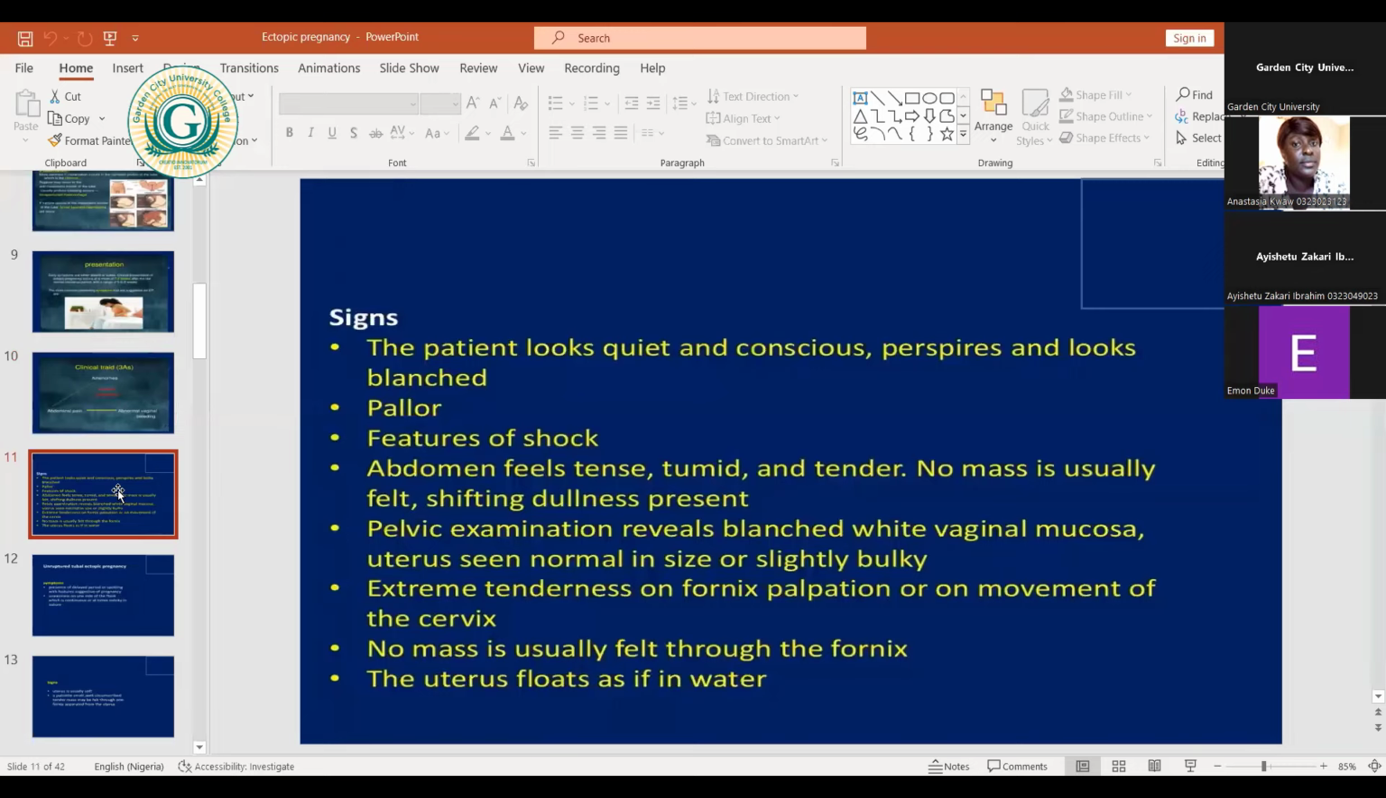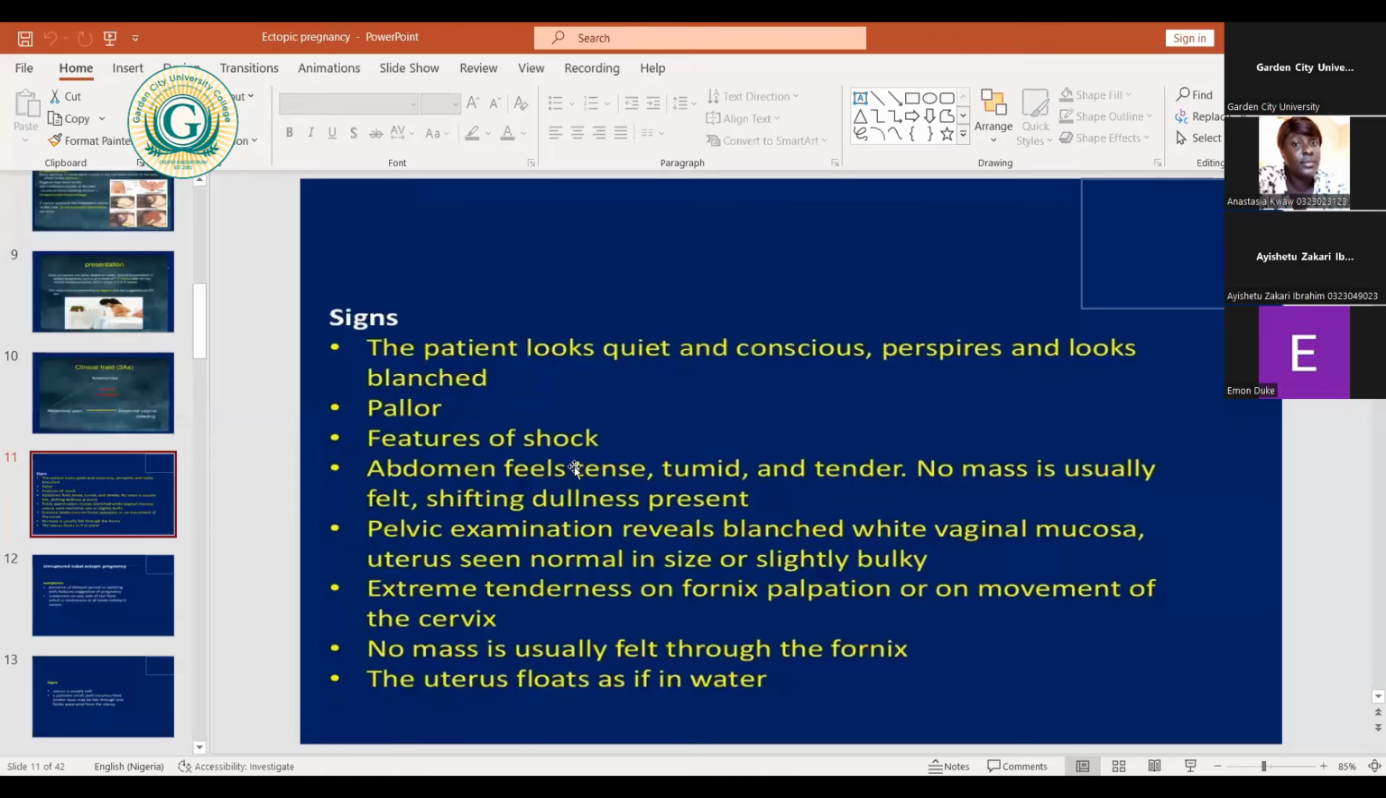These are the signs. The patient looks quiet and conscious, but the patient perspires a lot and looks blanched, looks confused. The patient is pale. Gradually, the patient has features of shock. That is when we talk about features of shock: the bleeding, the sweating, the perspiration, cold, clammy skin. Then the abdomen feels tensed. The abdomen is tensed because she is bleeding inside. The abdomen is distended and tender on palpation, with shifting dullness from side to side.